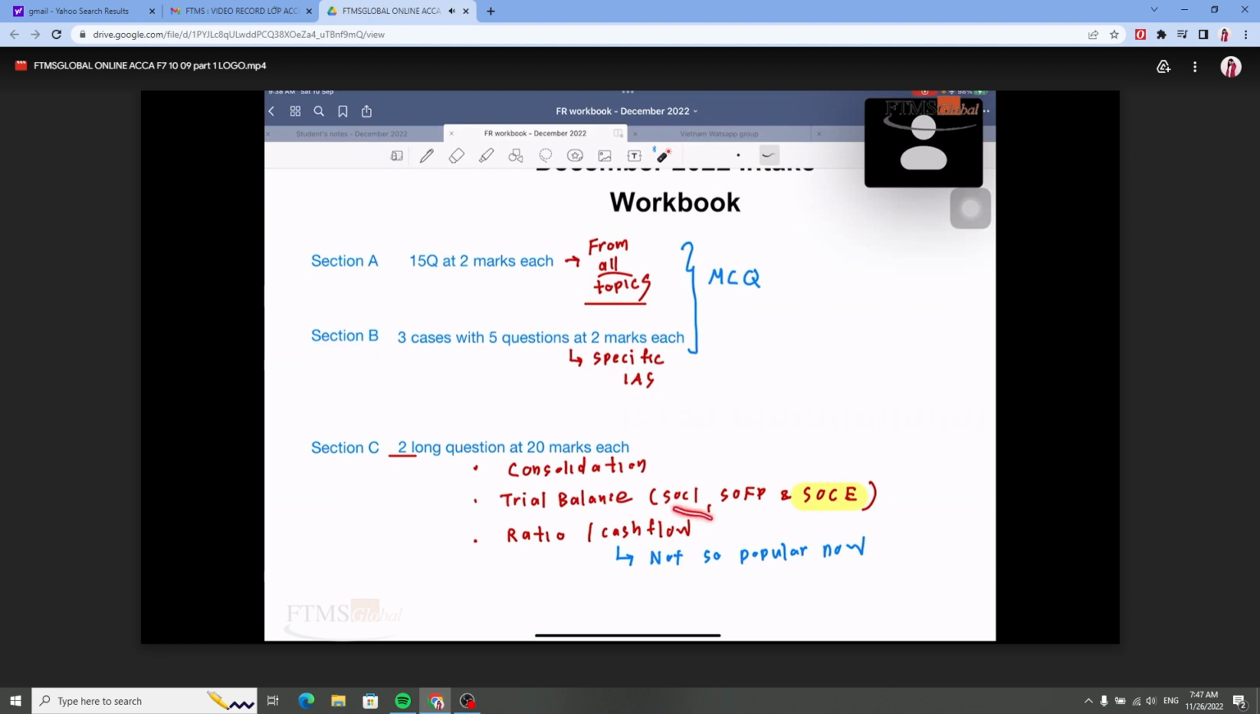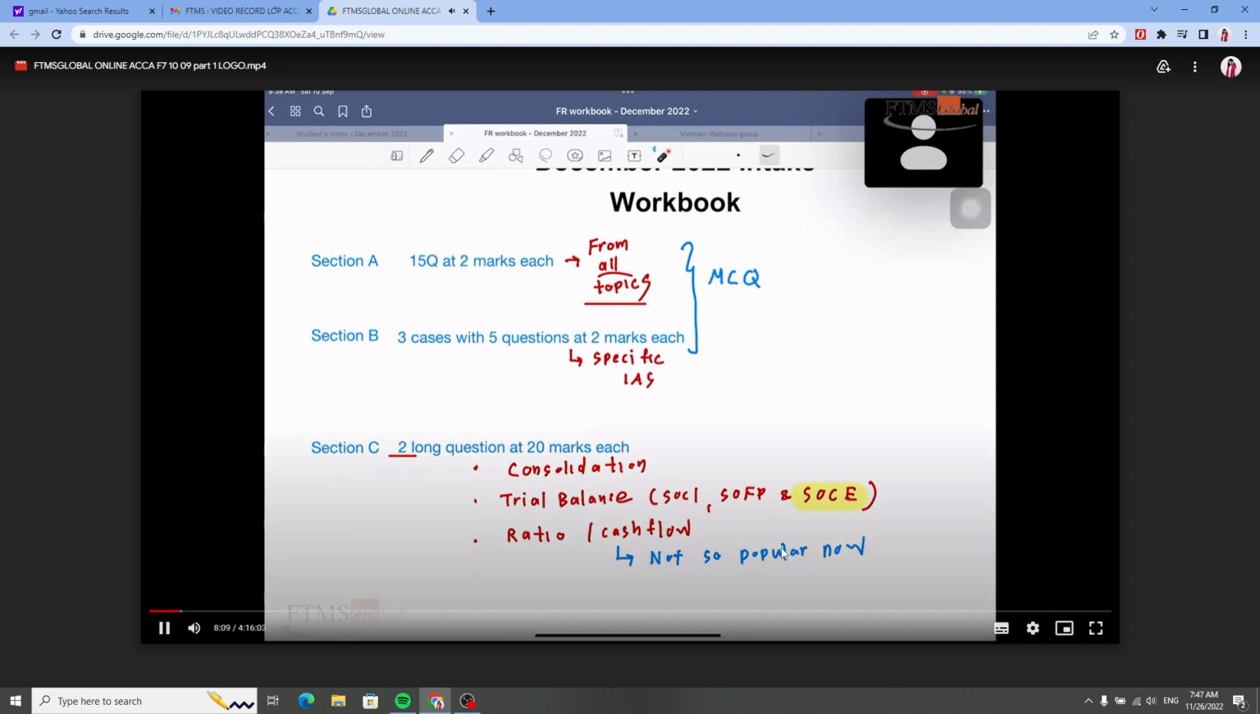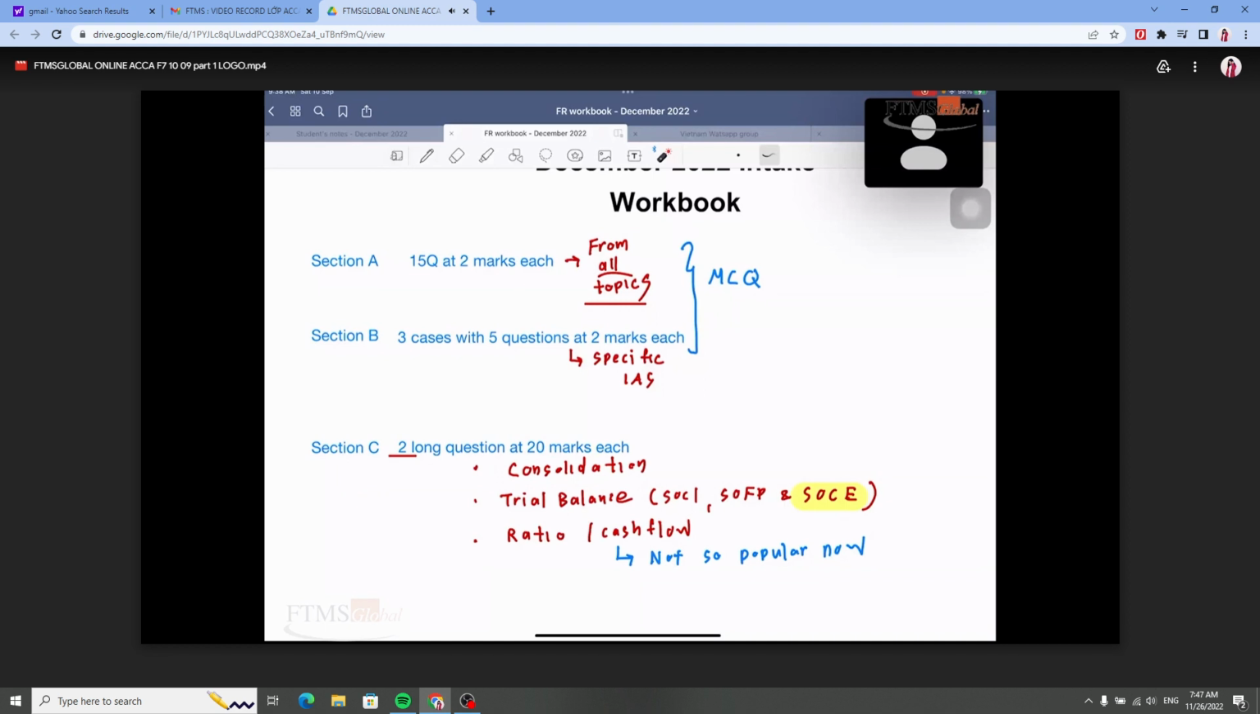Okay, so as I say, cash flow, do not expect a full question, but be expected to be able to prepare an extract of a cash flow. Okay, so section C, 2 questions based on these 3 topics. So this is the format of your exam.